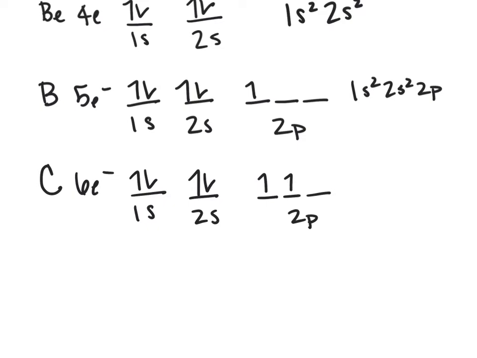So keep in mind that we need to follow Hund's rule at all times. So 1s2, 2s2, 2p2. As you noticed on boron, when there was 1, you could include the 1 or not. It's somewhat by default assumed that there is a 1 there.